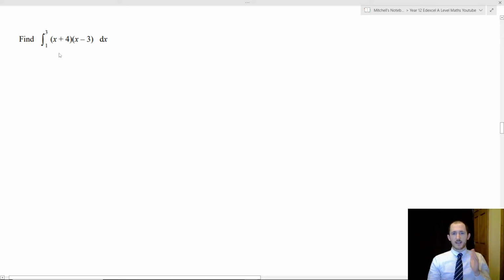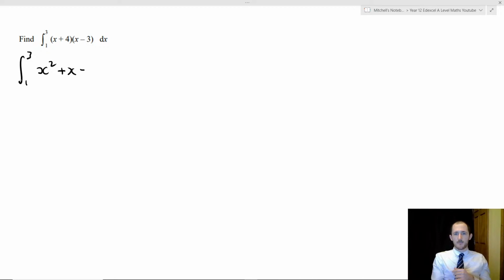Now this is slightly different, but the first thing you need to do is again expand these brackets. Okay, so x squared plus x minus 12. Now I didn't actually show you what you need to do when you have limits, because I wanted to save it for this question. So first thing you do is you integrate like normal. Okay, so this would be a third x cubed plus. Now I'm going to still put the plus c.